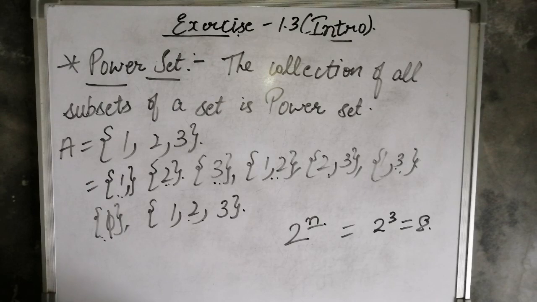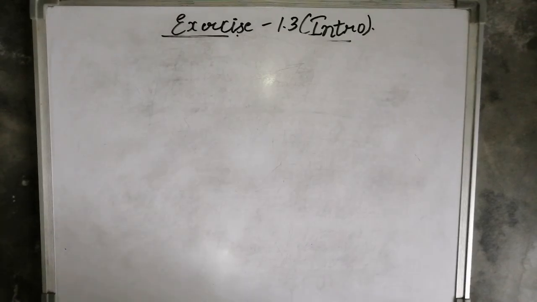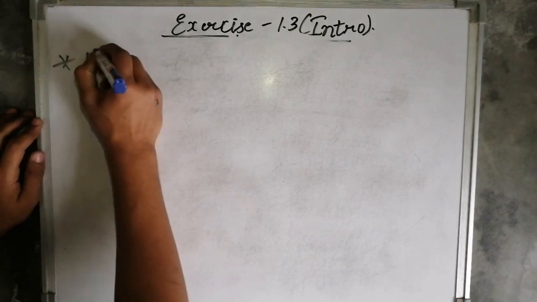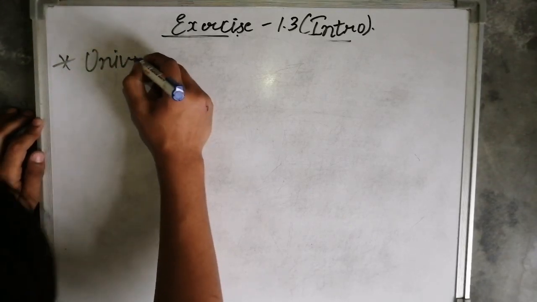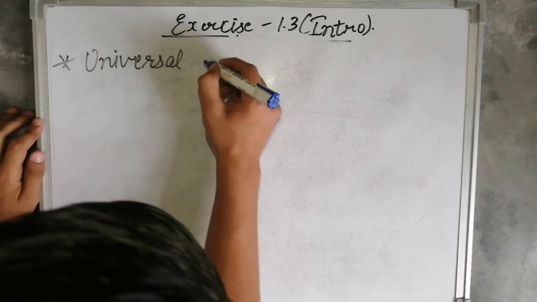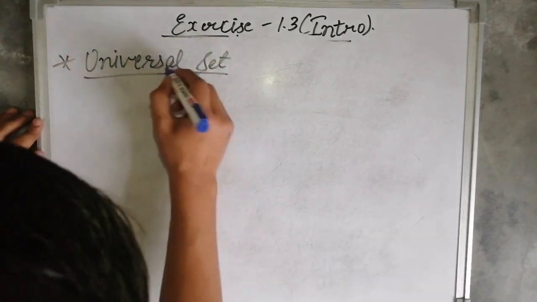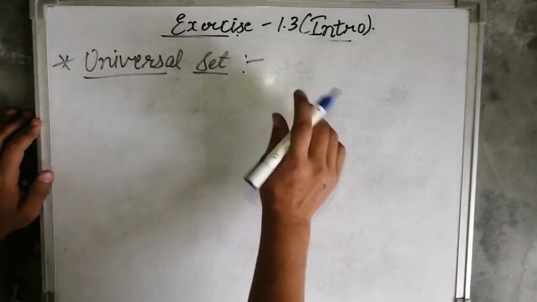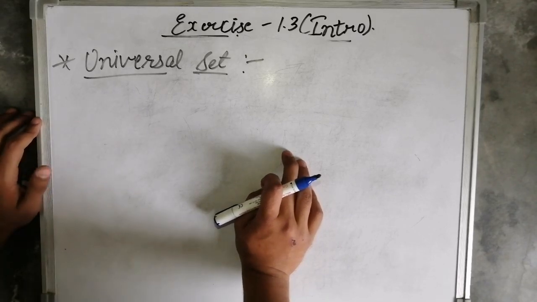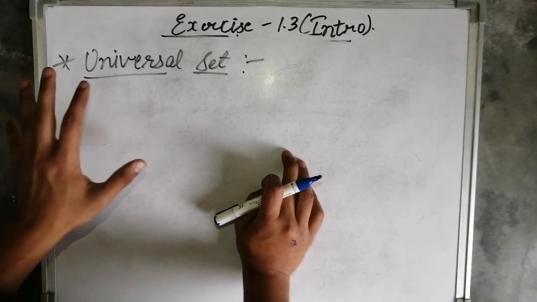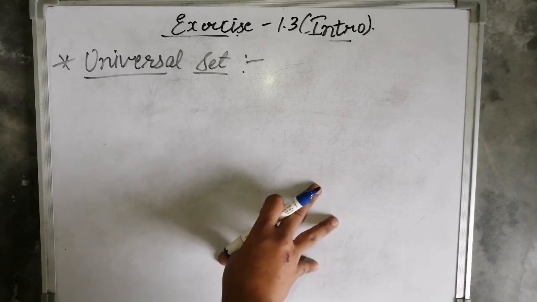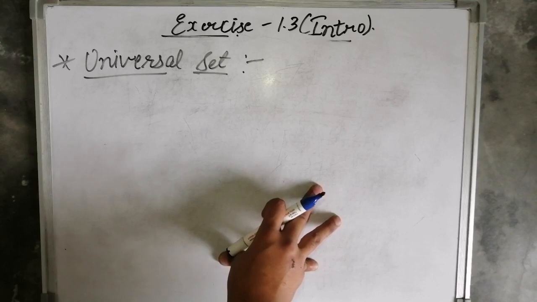Let's move to our last topic, which is universal set. Before that, pause the video to note it down. Students, let's talk about universal set. So what does universe mean? Universe means the collection of all the things in our surroundings. For example, trees, plants, almirahs, phones, smartphones, etc.